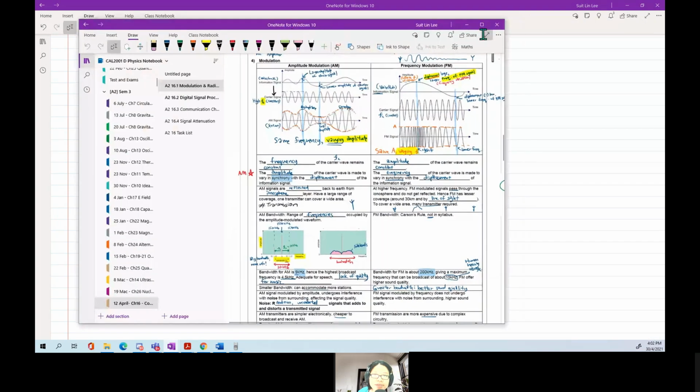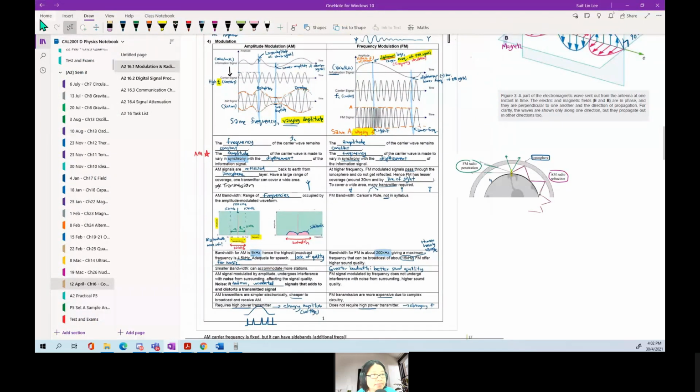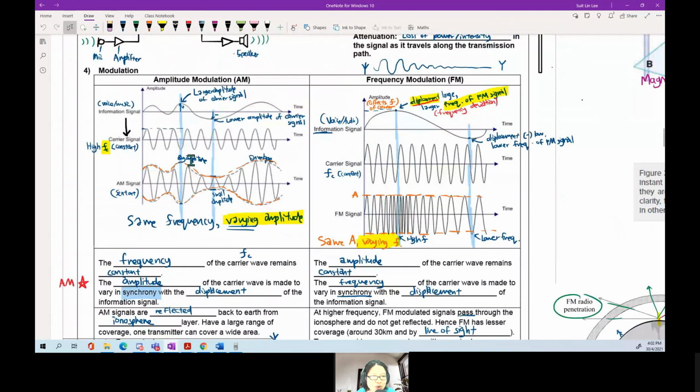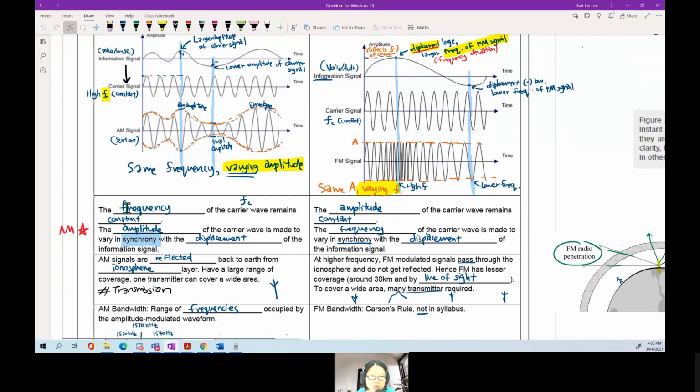Okay, your notes lah. The graph here is better. That one from the book is not so good, not accurate. So whenever there's large amplitude, here is large amplitude. Negative amplitude, small amplitude. Frequency modulation: when there's large displacement, large frequency. Low displacement, low frequency. You need to know the definition.